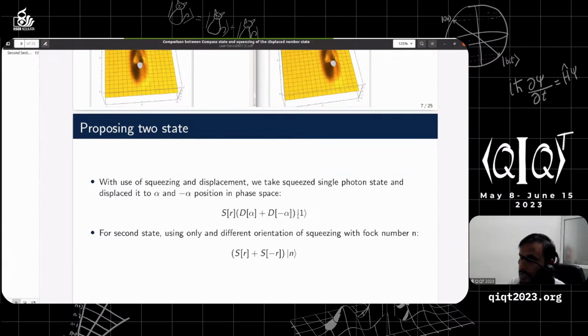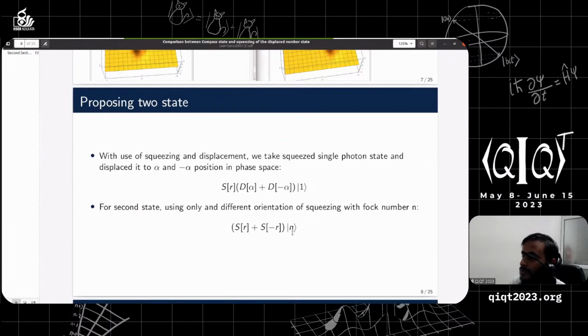Another possibility is that we can have a compass state, where we can use two types of orientation of the squeezing. So we can squeeze the number state either in the x direction or in the p direction. So here positive r and minus r describe whether the squeezing is happening in the x direction or in the p direction in the phase space for the oscillator state.